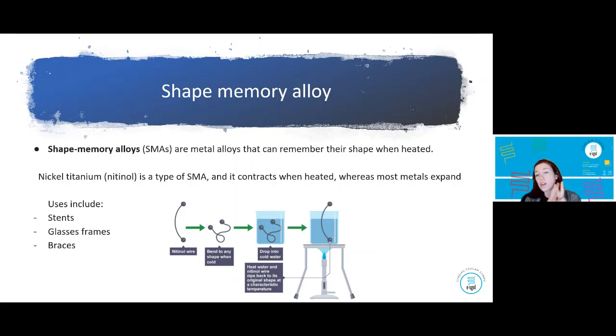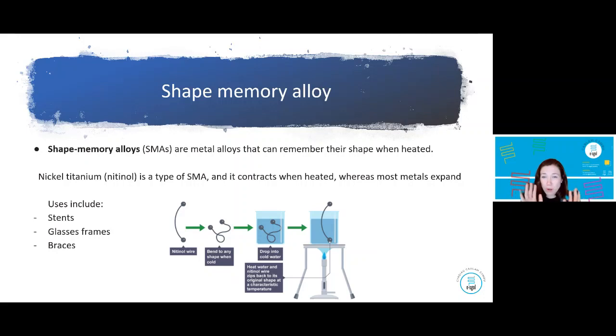So stents, hugely important in medicine. Glasses frames, okay? I suppose glasses can be sat on sometimes by mistake. They can bend. Well, if you have glasses frames made of nitinol, then you can simply heat the glasses frames by putting them in hot water, and the frames should return to their original shape.